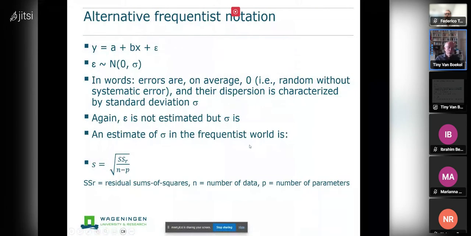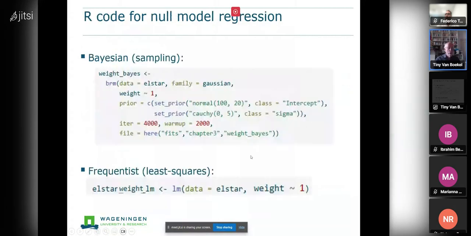In the frequentist world, the sigma is estimated by this formula. SSR stands for the residual sums of squares. We are trying to minimize the sums of squares, but it will never be 0. The value that remains after the best fit is called the residual sums of squares. We divide that by the number of data points minus the number of parameters, and we get an estimate of our standard deviation sigma. Okay.